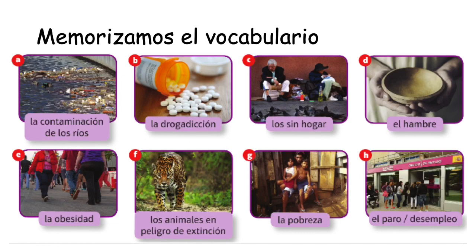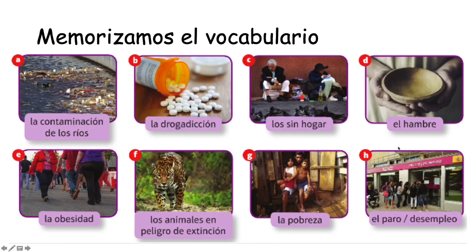La drogadicción. What do you think that could be? ¿Vale? 3. Los sin hogar. ¿Ok? ¿Qué puede ser? What can that be? ¿Ok?